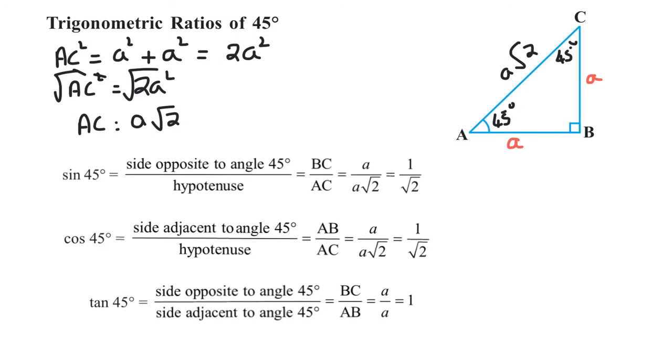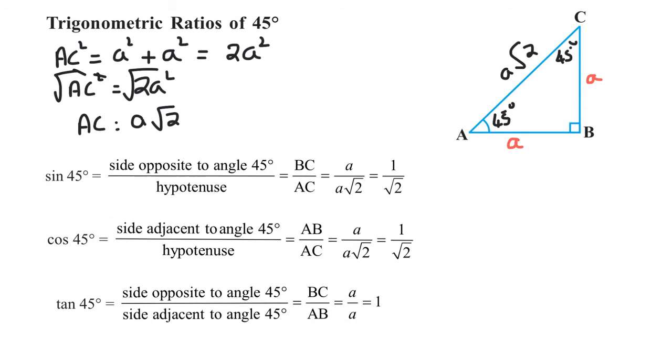So we know what's sine 45 degrees. It is 1 over root 2. What is cosine 45 degrees? It's 1 over root 2 again. What is tan 45 degrees? It is 1. Can you guess what will be the cosecant 45, secant 45 and cot 45 degrees?